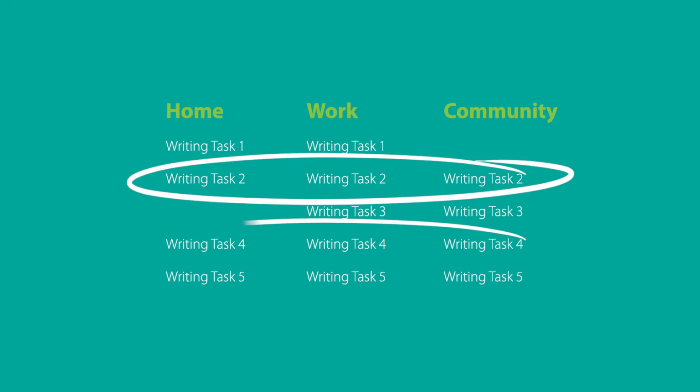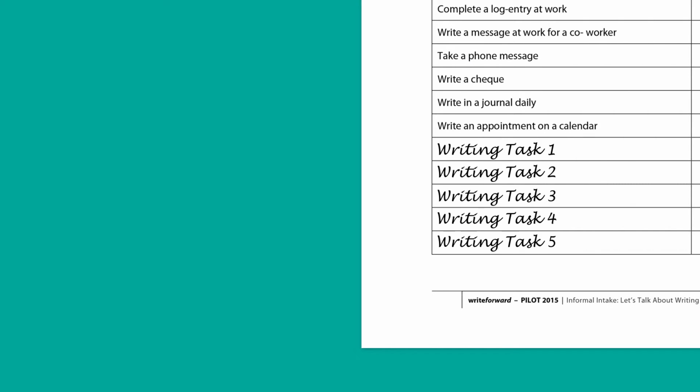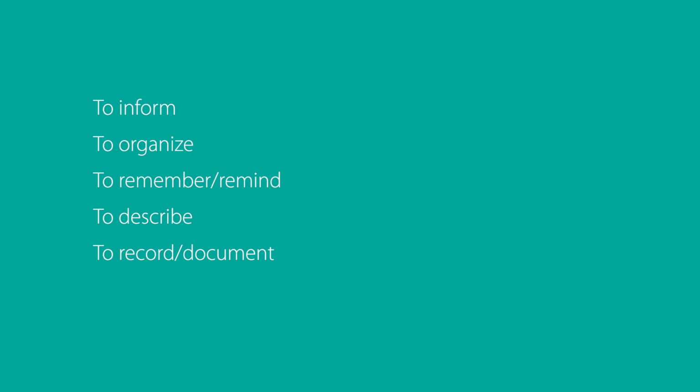Point out that many of them are used in all three contexts. This starts setting the idea that the skill of writing is transferable between contexts. Then, have the learner identify the reasons for the writing tasks. Again, taken from Write Forward, the reasons could be to inform, to organize, to remember or remind, to describe, to record or document, or to request.